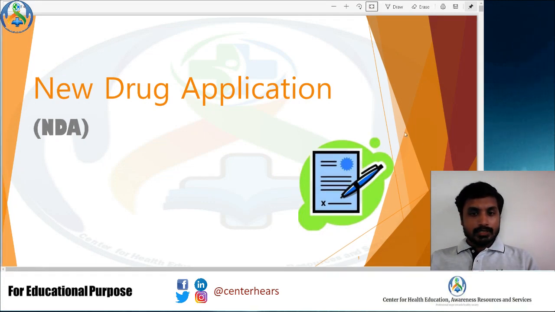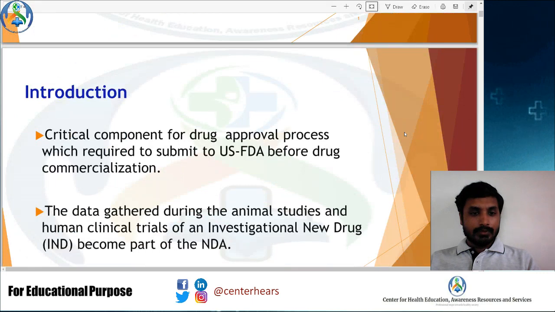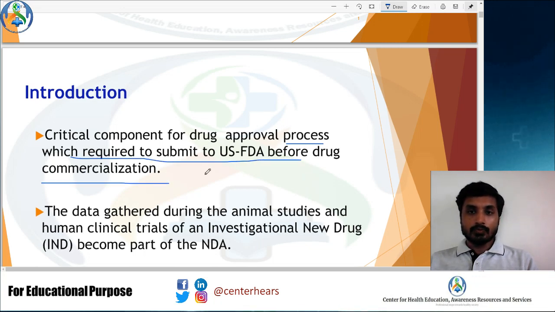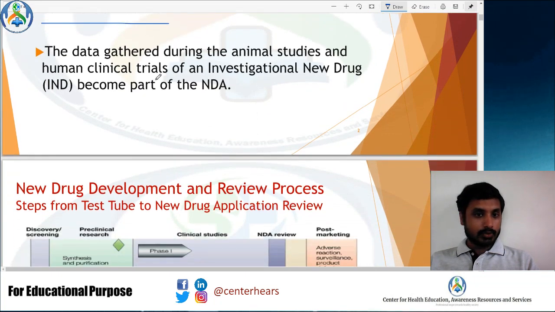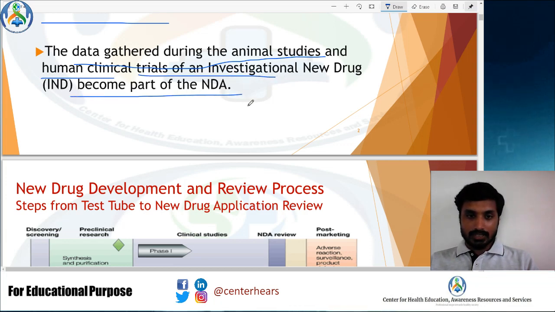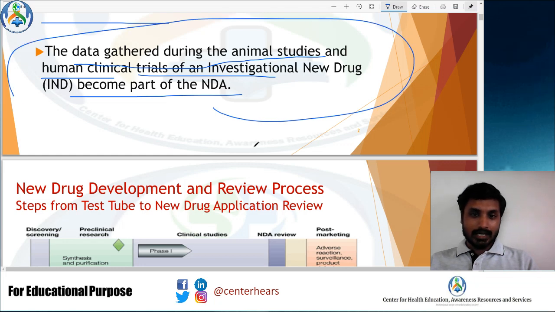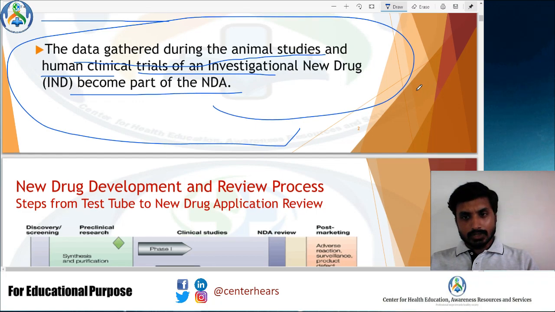So, new drug application. It is a critical component of the drug approval process, which is required to be submitted to the US FDA before drug commercialization. Meaning before you want to sell the drug, you have to apply with this new drug application. The data gathered from the animal studies and the human clinical trials become a part of the NDA. So whatever data you have gathered in the trials of the investigational new drug will be a part of your new drug application.